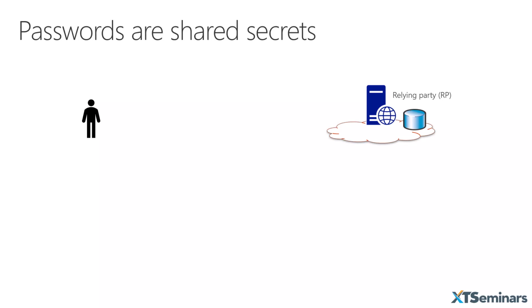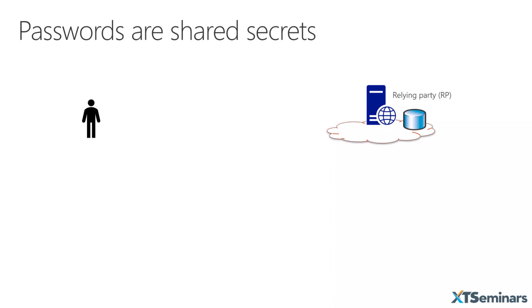Before we get into the details of FIDO2 keys, let's remind ourselves about why passwords are so vulnerable. We have a user that needs to access a relying party. And that relying party could be a single website. It could be an identity service provider such as Azure AD. And by authenticating against Azure AD, you have access to maybe hundreds of different websites and services.